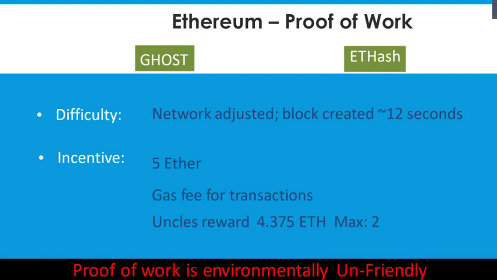So, gas fee for the transaction. As I told you, it's 4.37 for Ethereum. The max is 2. Proof of work is environmentally unfriendly. It's completely unfriendly because of the amount of energy it consumes, so it does not make sense for us to stick to that for a longer time. So I think in summer 2018 we will be moving into proof of stake. Ethereum's Vitalik Buterin is already working on that, so I think they will be releasing it soon.